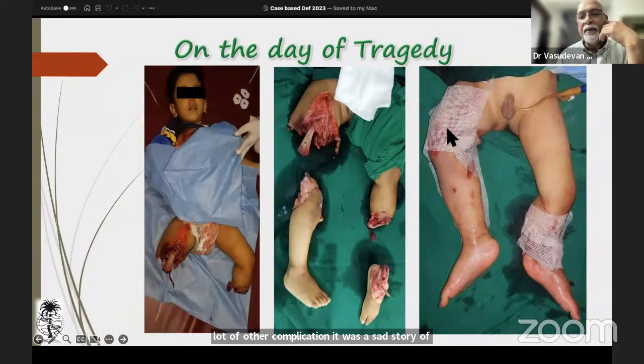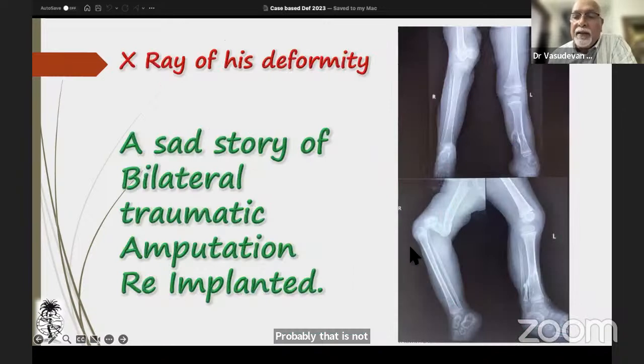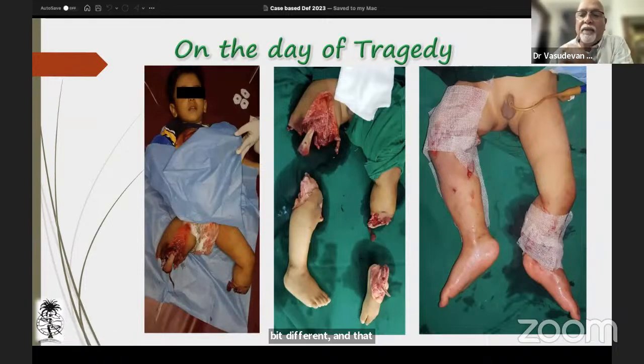So they re-implanted it. Most probably they must have done the femoral artery graft. But when you do a femoral artery repair, the thigh part has no blood supply from the femoral artery. It must get it from the profunda femoris. Probably that is not repaired. And the distal femur went in for AVN. And that is probably why the distal femur was like this. The femoral condyle was a little bit different. And that is the reason for the AVN. And anyway, the limb is saved.